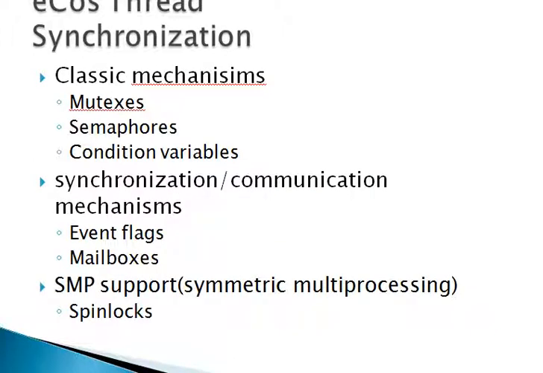Next is eCos thread synchronization, which includes classical mechanisms, a synchronization and communication mechanism, and SMP support. Classic mechanisms include mutexes, semaphores, and condition variables. The eCos kernel can be configured to include one or more of six different thread synchronization mechanisms.